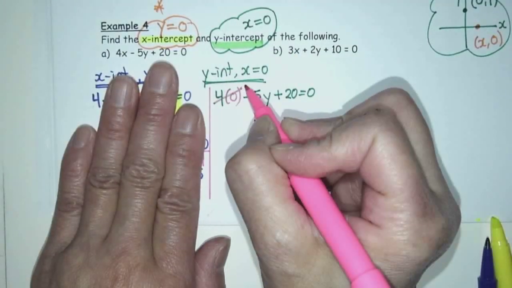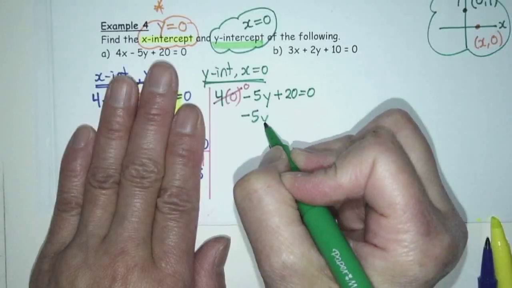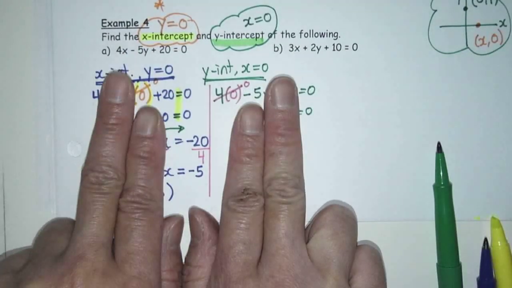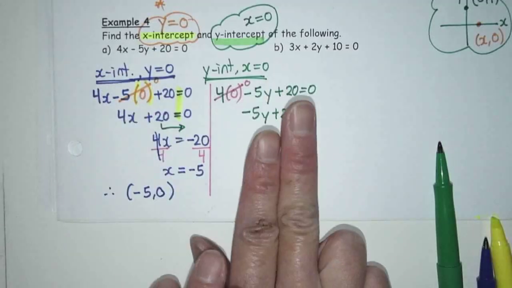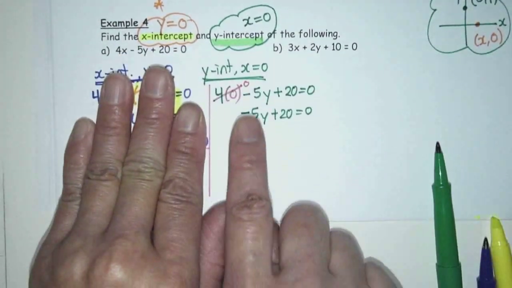0 times anything is 0. And I'm going to rewrite it. So these are two separate calculations. We're going to do this one, and we're doing this one separately. Okay, so we start the question again, and we put 0 in for x.